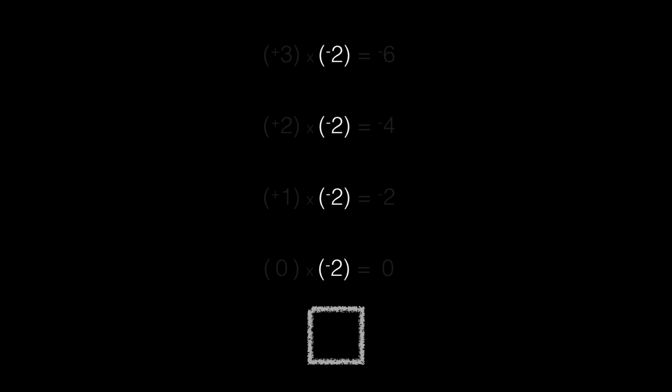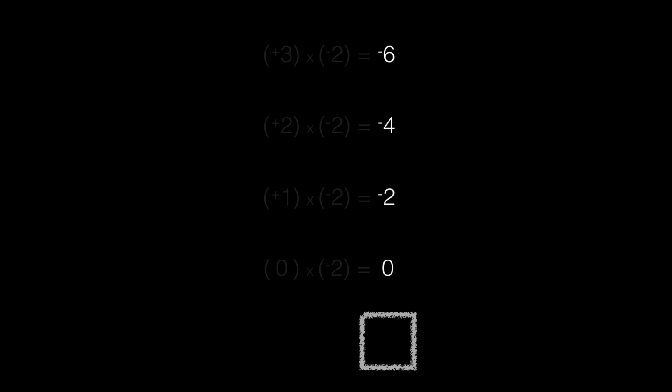Let's examine the second column, the second factor in each of our problems. What would you predict would be the next value for that column? We would predict that the value would be negative 2 because it's consistent throughout the entire column.